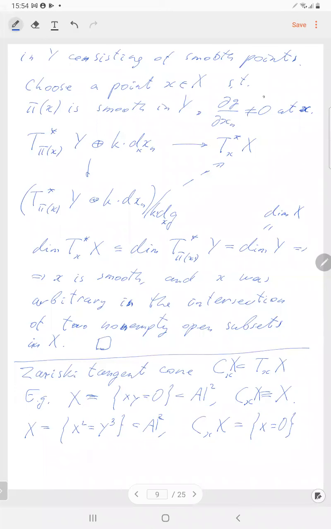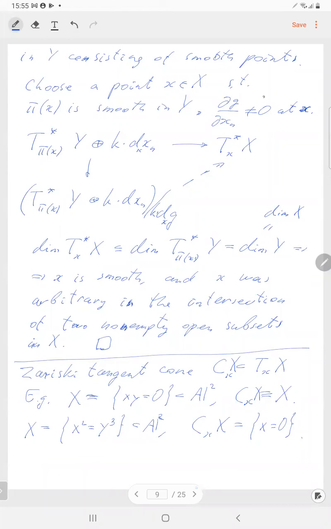Now, if it's not homogeneous, then you just take the smallest degree part of all the equations and forget everything else. Like here, you had x squared equals y cubed. So you forget y cubed because it has degree bigger than 2. You're left with x squared equals 0. But x squared equals 0 gives you a non-reduced variety. So you take this ideal, you take its radical, and there you are.